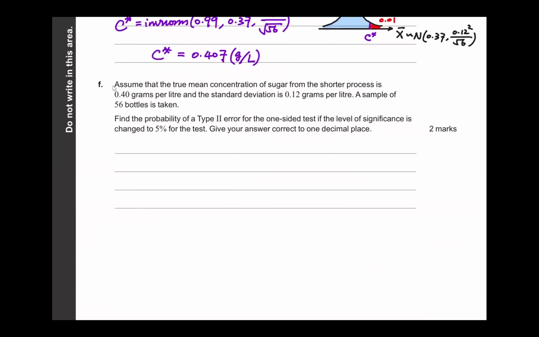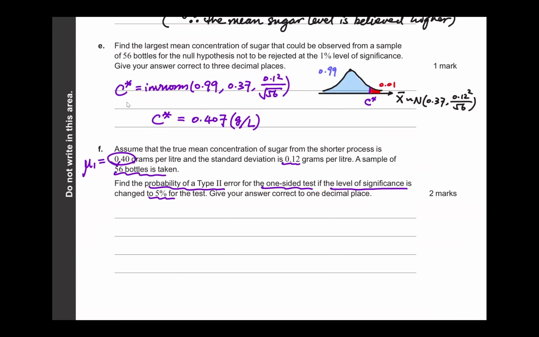Okay, last part. Assume that the true mean concentration from the shorter process is 0.40. This is what we call the mu1, the actual mean equals 0.40. And the standard deviation is still 0.12. A sample of 56 bottles is taken. Find the probability of type 2 error for the one-sided test if the level of significance is changed to 5%. So many students tend to naturally follow part E and get part F wrong. Actually, this was under 1% level of significance, whereas we changed the level of significance for the last part.